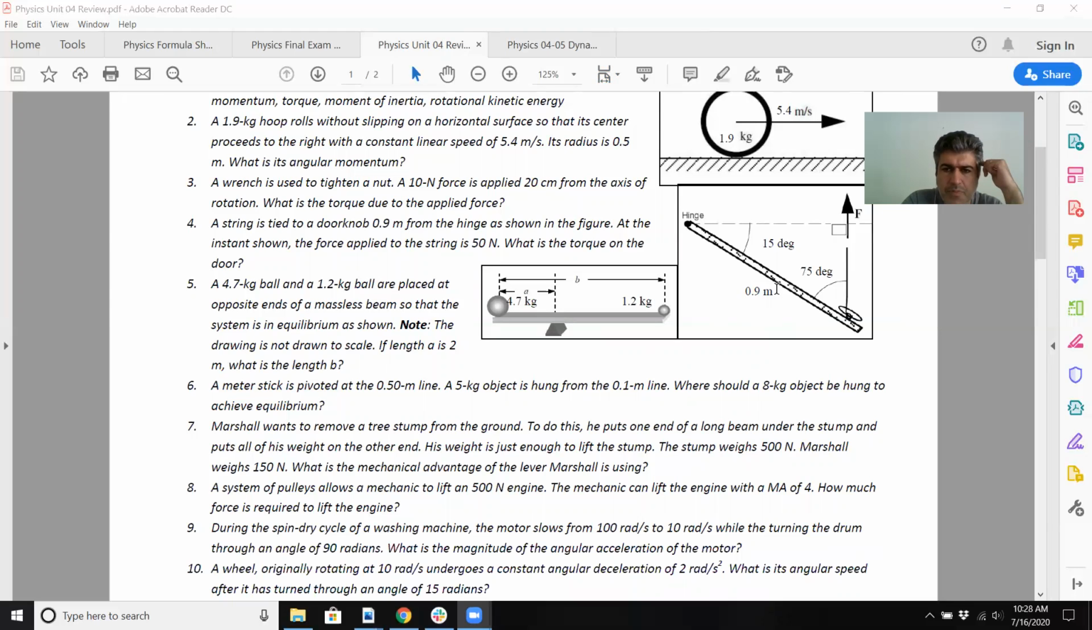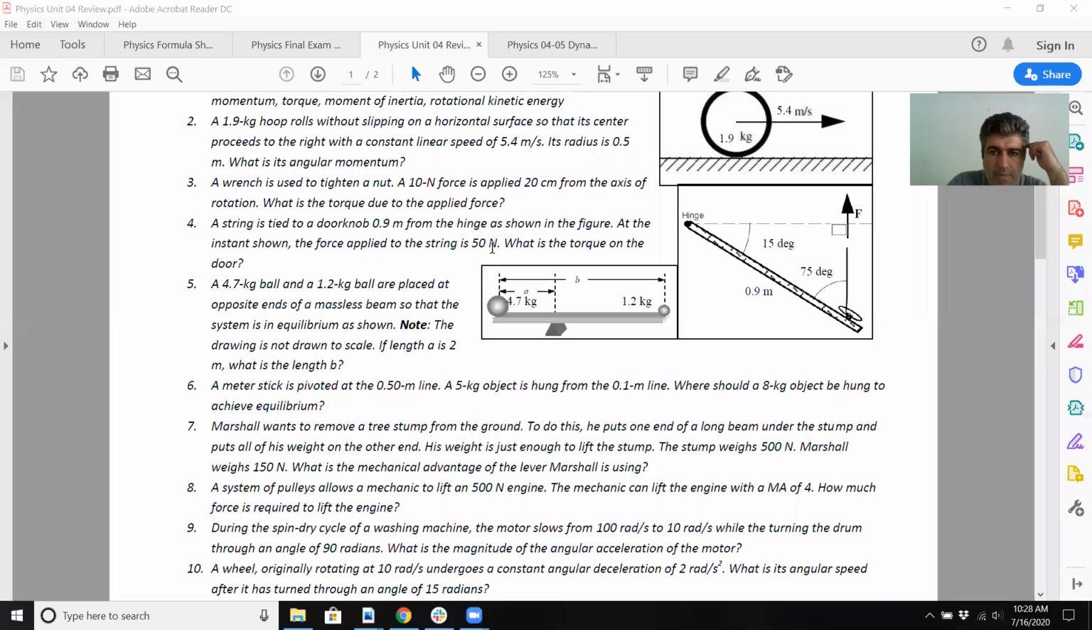So it looks like we have a diagram, which is awesome. At the instant shown, the force applied to the string is 50 newtons. What is the torque on the door? Well, your radius is obviously 0.9, and the force we're applying is 50 newtons. The tricky part is knowing what angle to use. And notice they put 15 and 75.